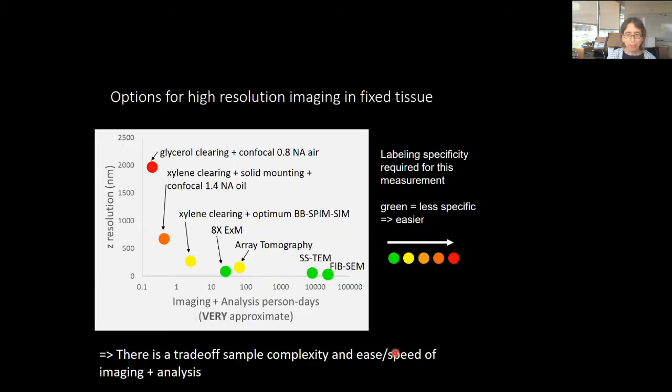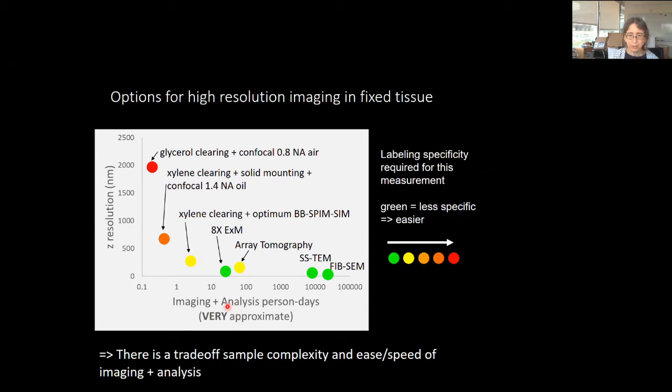So that's what we set out to build, but I wanted to remind you of what a wide range of options you have when you're looking at fixed tissue and you've got a high resolution imaging problem like this. Basically what I'm showing here is the Z resolution, which is sort of a proxy for resolution in general, on the y-axis, and a very, very approximate notion of how long it's going to take to image and analyze your data on the x-axis.